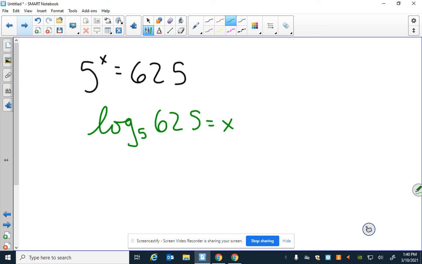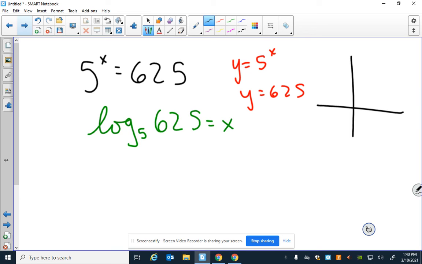This isn't like Desmos where we would graph y equals 5 to the x, and we would also graph y equals 625. And one is crazy, shoots up really fast. The other one's just this nice horizontal line, and we're looking to see where they cross. That's fun, and you guys are very, very good at that. But this one's just a number, and you can throw that in your calculator, and it's going to spit out 4. So if you get an exponential that's kind of big and you're getting a little nervous, throw it in log form and your calculator can handle it.